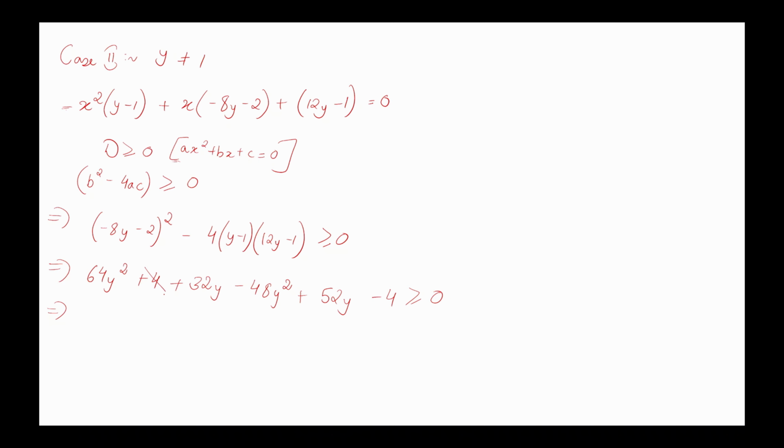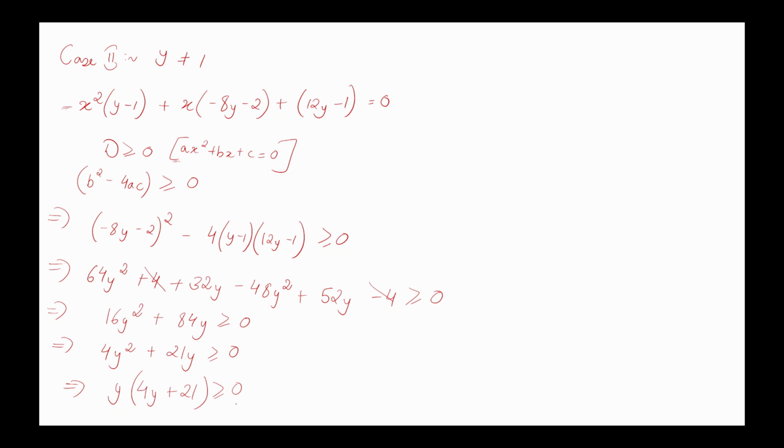So from here, first thing is 4 and 4 would get cancelled out. Here I would have 64 minus 48. This would simply be 16y square plus, and here I would have 84y greater than or equal to 0. So from here, what are the values that I can take common? I can take 4 common. So this would become 4y square plus 21y greater than or equal to 0. This can be written as y times 4y plus 21 greater than or equal to 0.